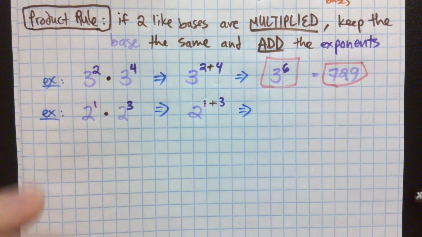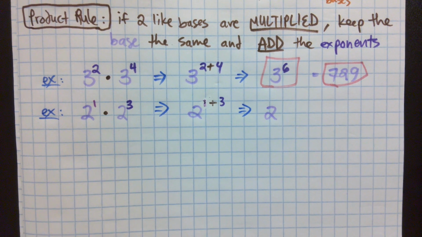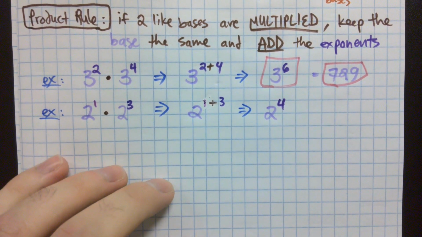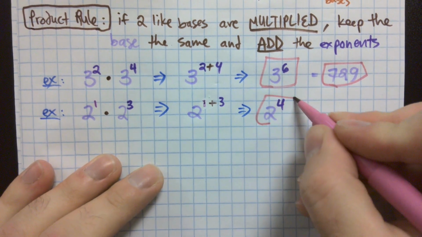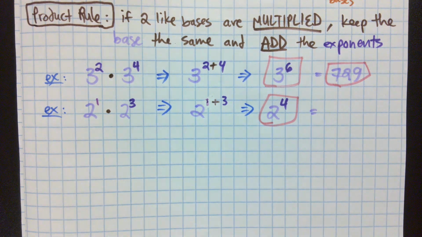So our answer would end up being 2 to the what? 4th power. 2 to the 4th power. 1 plus 3 gives us 4. Once again, we can box that up. We could also, this one's not too bad to expand out, right? 2 to the 4th power.